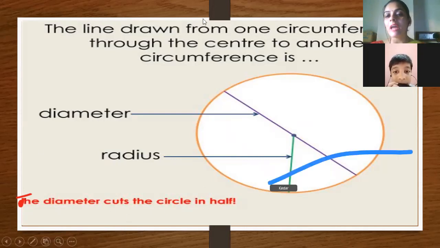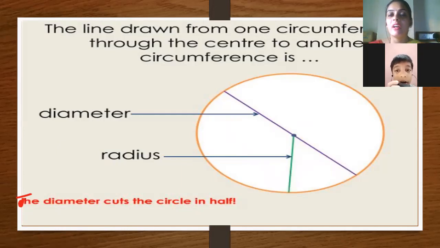The diameter cuts the circle in half. What is the role of the diameter here? It cuts the circle into half. Can you see from the image how many parts the circle is divided into? Two. When you draw a line from one circumference to the other circumference, it divides the circle into two parts, and that is called a diameter. Clear? Circumference, radius and diameter. Clear?